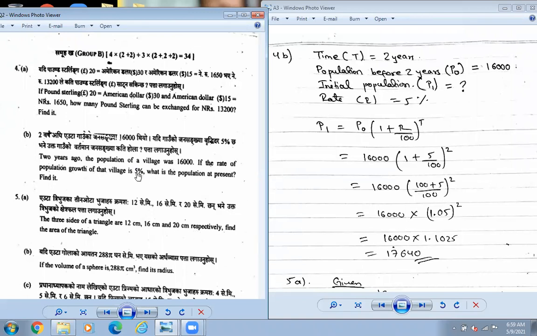Population growth rate, that means rate is given as 5%. What will be the population at present? That means the current population, we need to find the initial population.